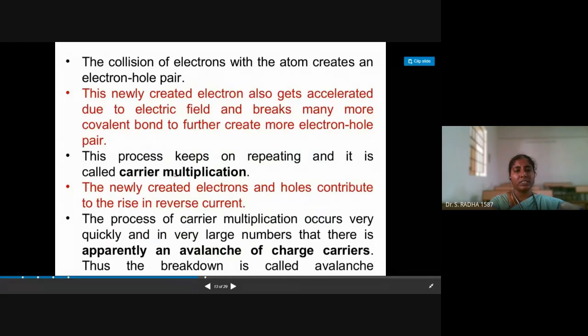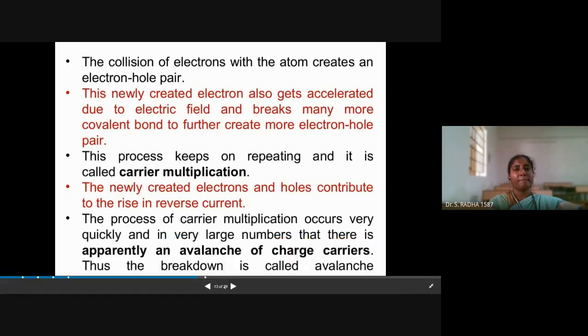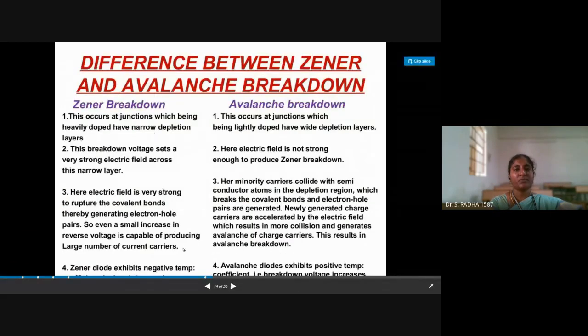The carrier multiplication. The process of carrier multiplication occurs very quickly and in large numbers, and that is apparently called an avalanche of charge carriers. Avalanche of charge carriers means multiplication. And in that case, the speed of electrons will be very high. That is also called kinetic energy, the collision of electrons with the atom. The speed and kinetic energy of the electrons are very high. All this gives rise to avalanche breakdown.